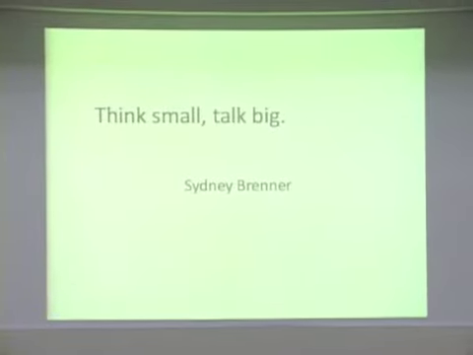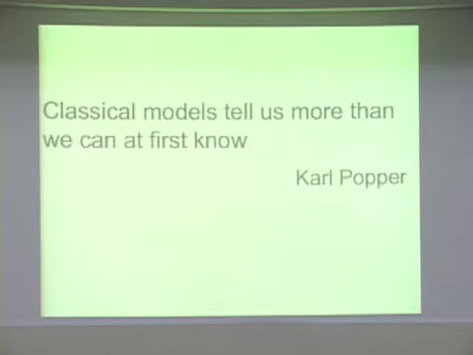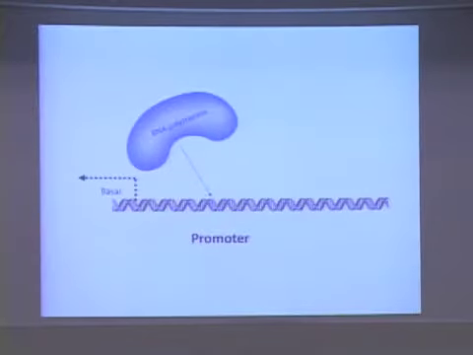This is the opposite from most of the talks you've heard. The modern way to do science is, of course, blah, blah, and so on. This is the old-fashioned way. Think small, talk big. How do we do that? We look at classical models, and as we know from Popper, they can tell us more than we first thought. So let's take the world's simplest reaction. It happens to involve transcription, but everything I'm about to say could have been figured out studying other systems.